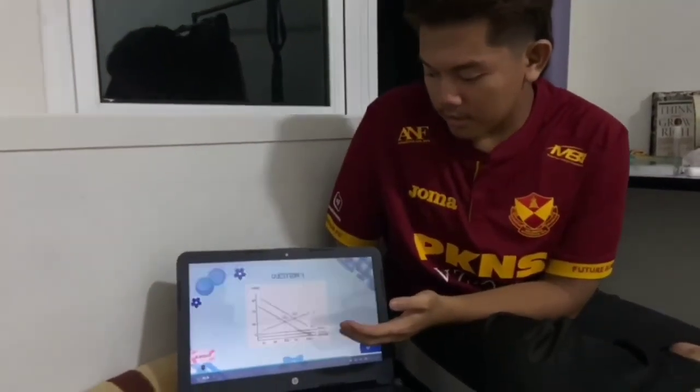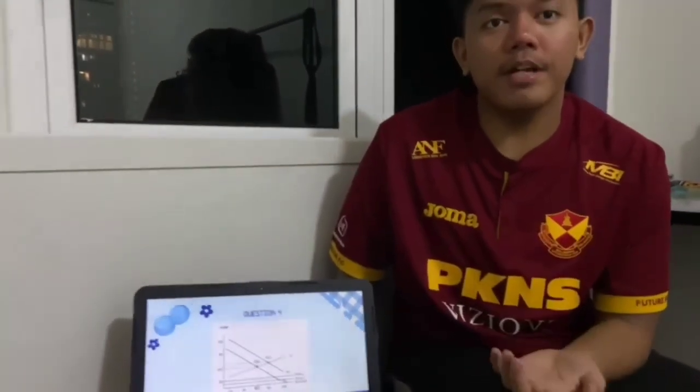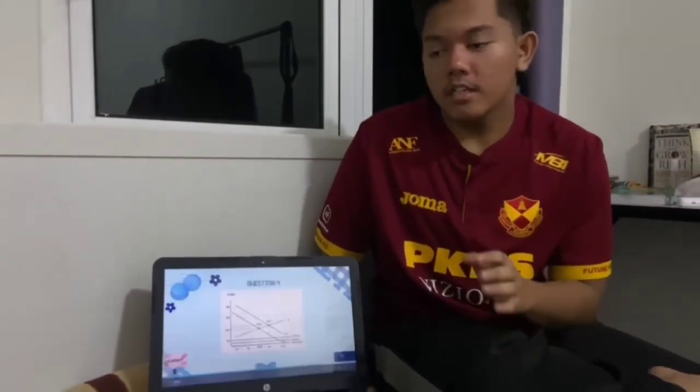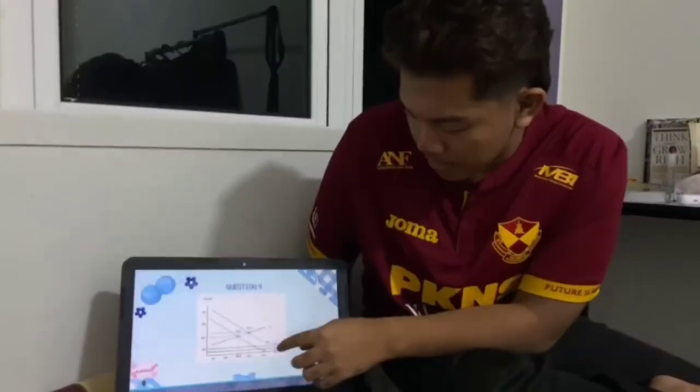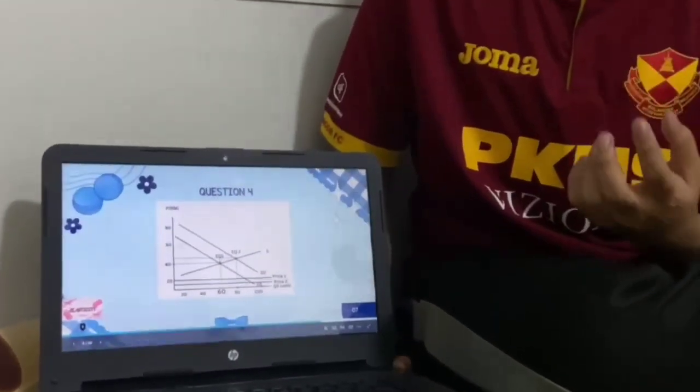After we make this, there is also a price increase of 10%. So this will be price 1 and then price 2, due to the 10% price increase.